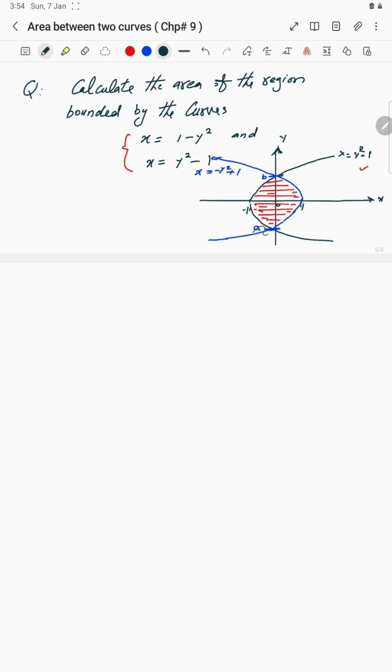Now, as we are interested to find the area bounded by these two curves, for that we need definite limits of the definite integral, that range from a to b, and we can find this by solving the two curves simultaneously. So if we equate them, 1 minus y square is equal to y square minus 1. So 2y square is equal to 2, y square is 1, y will be plus minus 1. So it means the range of these limits are minus 1 till 1. So the rest is very much clear.